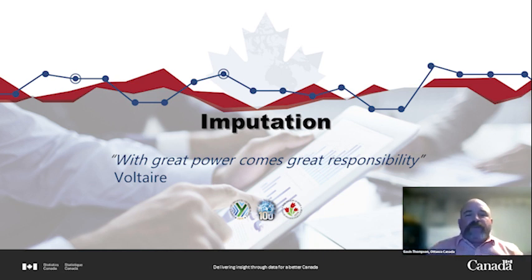Why do I say with great power comes great responsibility? Imputation is one of the most powerful tools we have when it comes to surveys. A mistake in your imputation rules can completely change your data set. So we're going to have a look at this in detail.